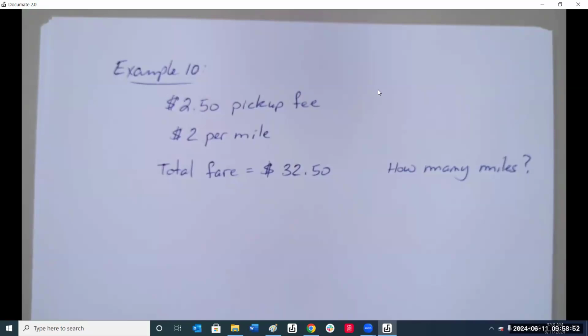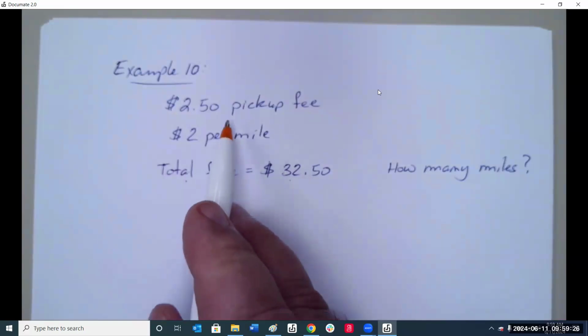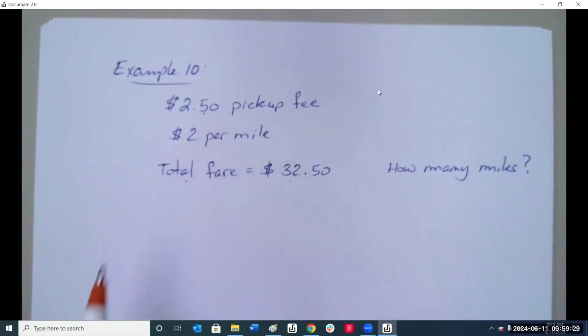Is this a motion problem or a business problem? It's not really a motion problem. It's not giving us a rate or time, not giving us speed. All it's saying is this is a fixed price. Good thought though, because you're going from an airport to a hotel, so that's the distance problem. But we don't have any of that information. So how would we put this together? We're looking for how many miles. We know the total fare was $32.50. We know it's $2.50 just to pick them up and $2 per mile.